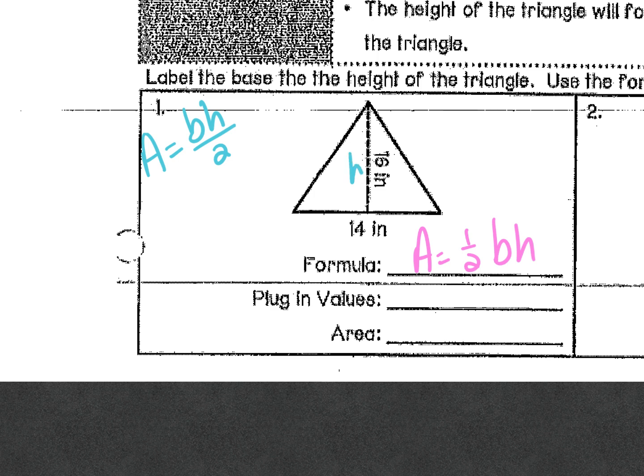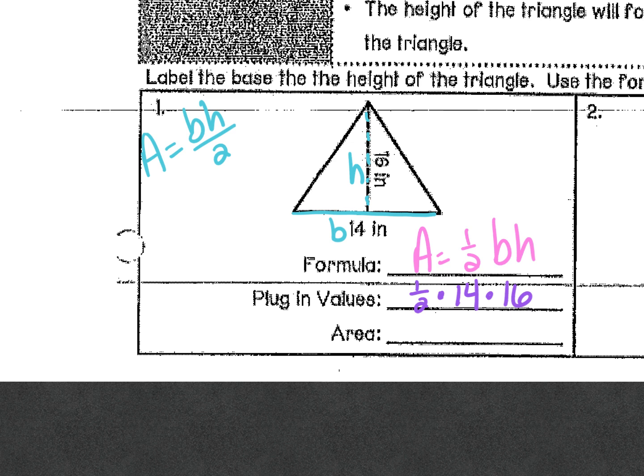Okay, so my height is going to be this dashed line in the middle. My base is down here. This is my base. Okay, so we're going to go 1/2 times my base times my height. So essentially you're going to multiply your height and your base together, and then we're going to divide by 2.